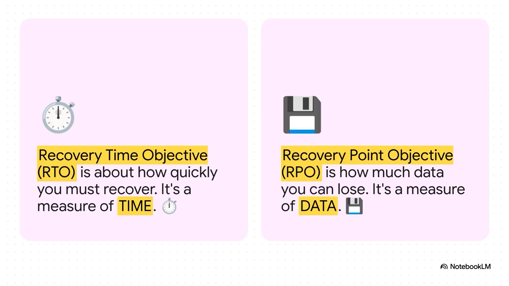First, your recovery time objective, or RTO, is about time. How many minutes or hours can this system be offline before it gets really bad? Second, your recovery point objective, or RPO, is about data. How much data can we afford to lose? A day's worth? An hour's worth? The answers to these two questions shape absolutely everything.